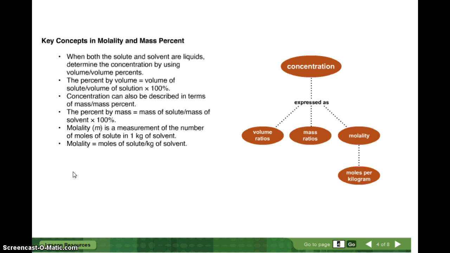Concentration can also be described in terms of mass percent. The percent by mass equals mass of the solute divided by the mass of the solvent times 100%. Molality, lowercase m italics, is a measurement of the number of moles of solute in 1 kilogram of solvent. Molality equals moles of solute divided by kilograms of solvent. So concentration can be expressed as molality, which is moles per kilogram.